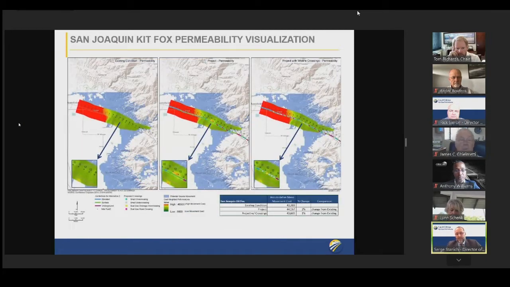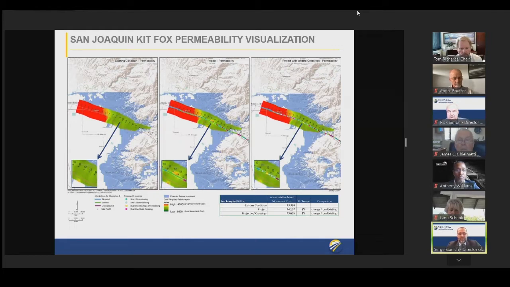So this is how we incorporated the additional wildlife crossing structures. So this is the same exhibit. We're talking about San Joaquin kit fox. The area in red to the left is a high cost movement area as we're in the urban parts of Bakersfield. Green are the open areas that are preferential for habitat. And we have three plates.